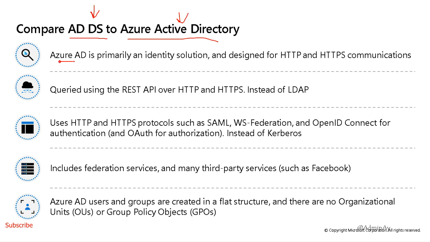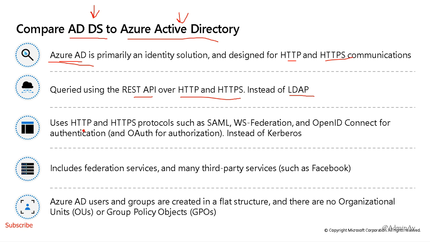So Azure Active Directory is primarily an identity solution and is designed for HTTP and HTTPS communications. That means simply that it is designed for connections over the internet. That's basically what they are trying to say here. The Azure AD is obviously over the internet. It is queried using the REST API over HTTP and HTTPS instead of the LDAP. So it's using the internet instead of the LDAP in this case.